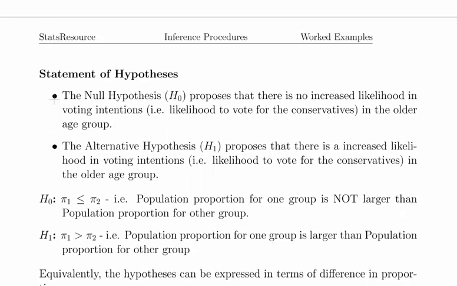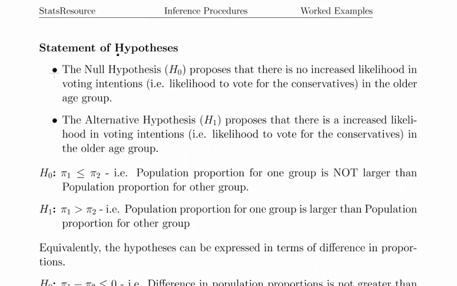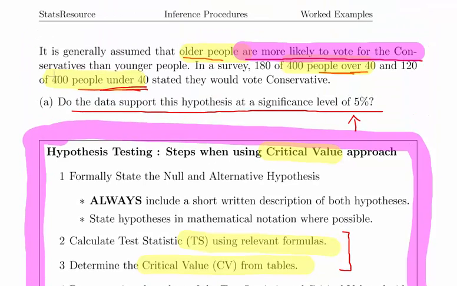Okay, so what we're going to do here is look at our hypotheses. Now, the null hypothesis proposes that there is no increased likelihood in voting intentions. That is to say, likelihood to vote for the Conservatives in the older age group. So essentially, the older people are not more likely. That is a question here to read back and look at.